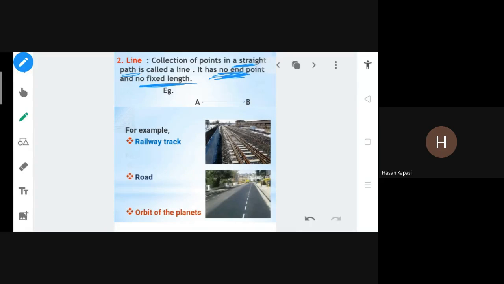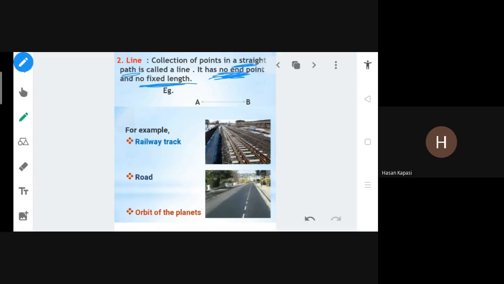The railway track has an end, no? Now tell me where it ends. Like if your station has come, it doesn't mean that it ends. Understood? Yes.